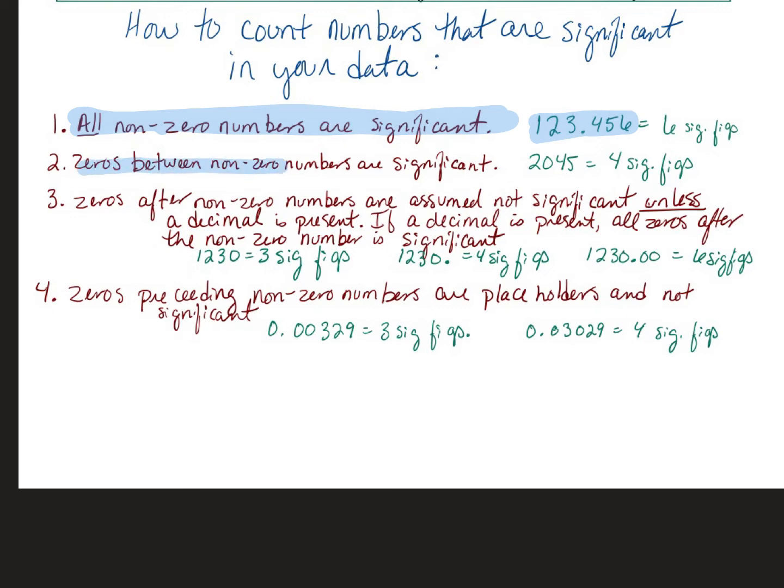Zeros that are between 2 non-zero numbers are significant. So in other words, this one right here, it's embedded between a 2 and a 4. It counts. It is a significant figure. We have 4 significant figures there.